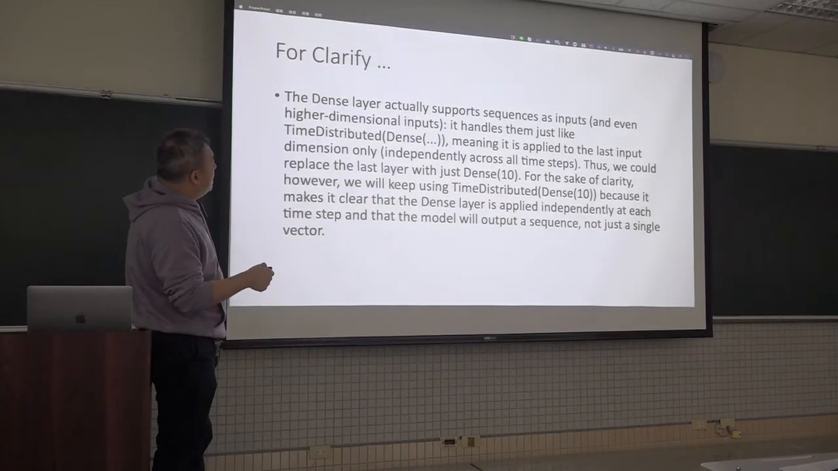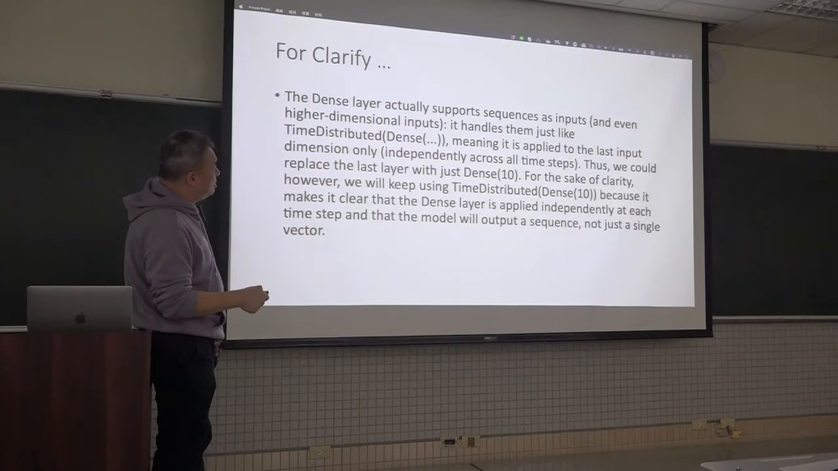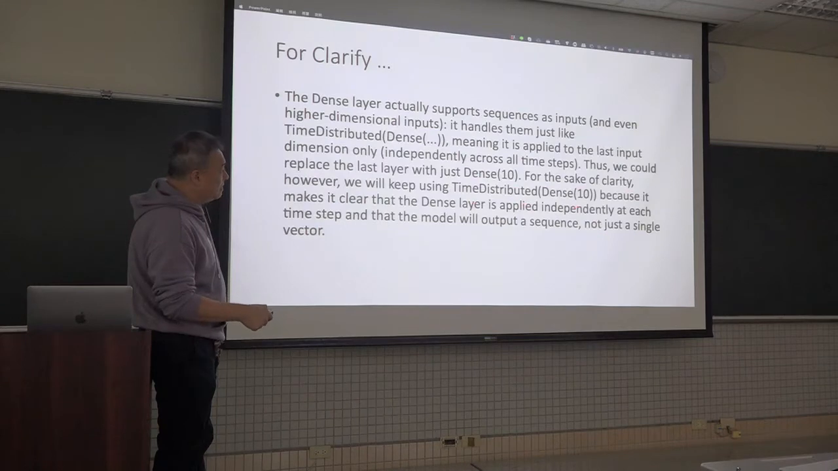The dense layer actually supports sequences as input as well, so it will handle them just like time distributed, meaning it is applied to the last input dimension only. So we could replace the last layer with just a dense layer with 10 neurons. However, for the sake of clarity, we will keep using time distributed dense 10, because it makes it clear.